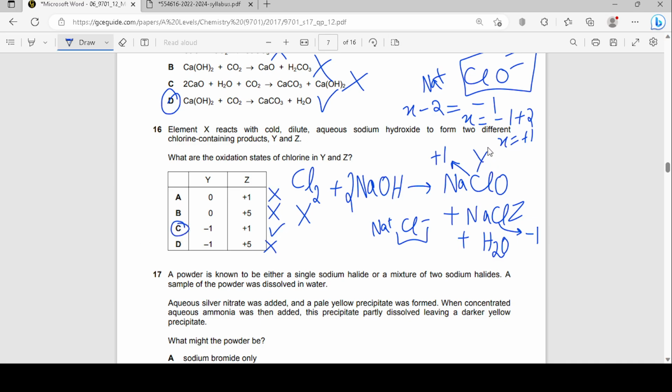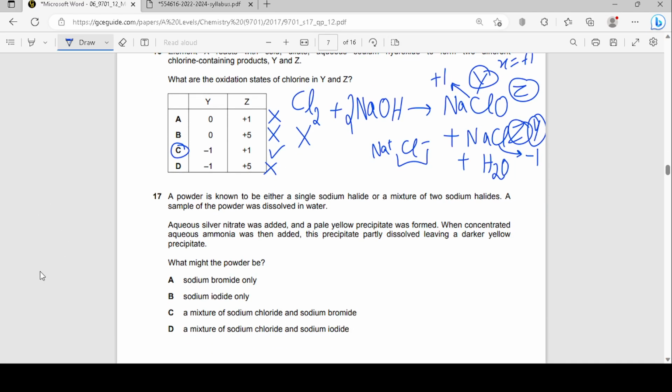Depends which one you take as Y, which one you take as Z. Like you could take this as Z as well, and this one is Y. Doesn't matter. But the point is one is +1 and the other one is -1, right? So +1, -1. So yeah, C is going to be the answer then.